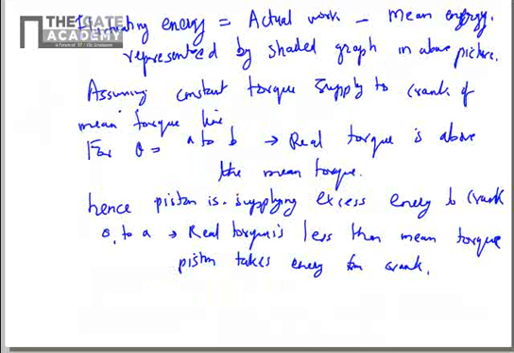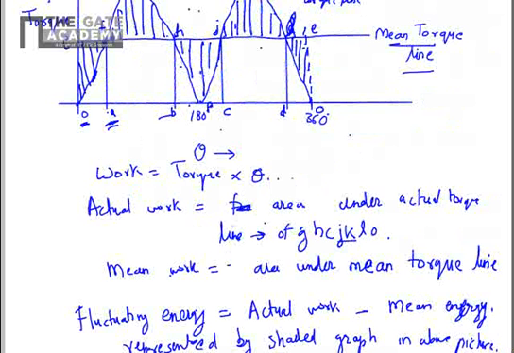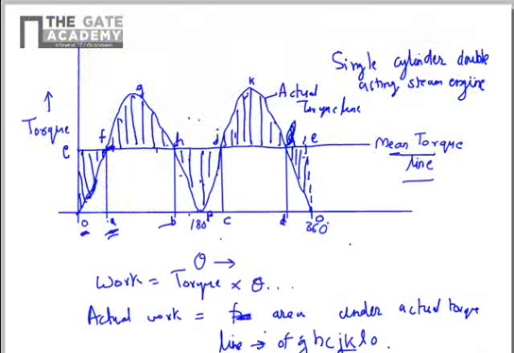We are assuming constant torque supplied to the crank. The crank is having a constant load attached to it, and there is a constant torque applied on the crank. So if the torque due to the piston is less than the torque on the crank, then the crank will be driving the piston. If the piston torque is more than the torque on the crank, the piston will be driving the crank. In this case, particularly, you can see that there is no negative torque, still there is a fluctuation of energy.